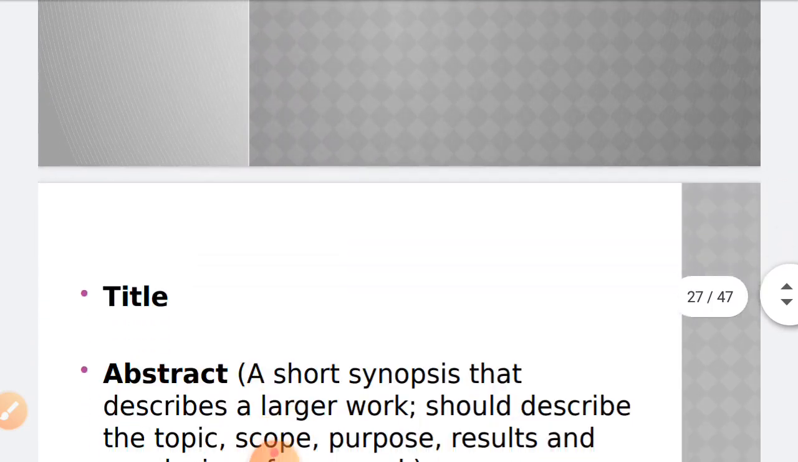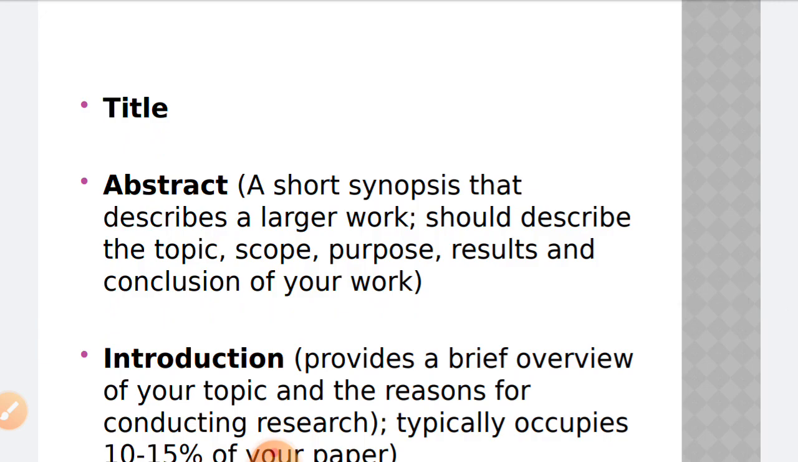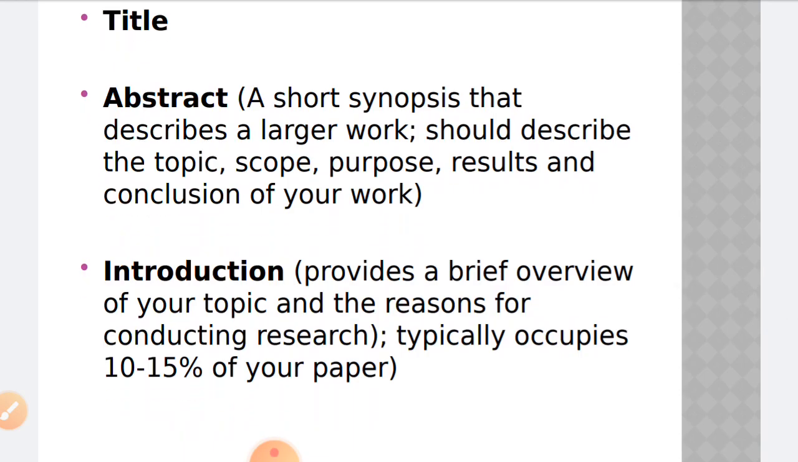Next is format of a research paper. In a research paper, the very first important element or section is the title, followed by abstract and then introduction. Abstract is a short synopsis that describes a larger work. It should describe the topic, scope, purpose, results, and conclusion of your work. Introduction provides a brief overview of your topic and the reasons for conducting your research.